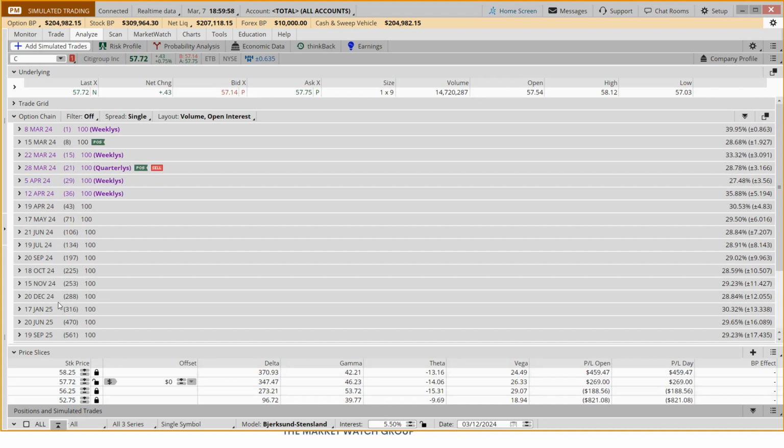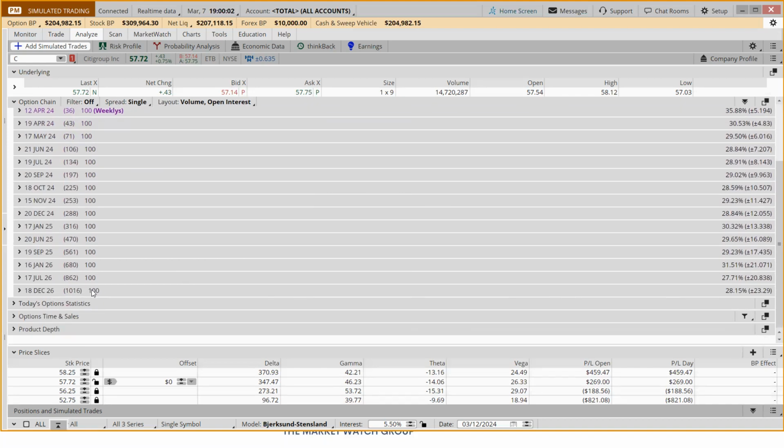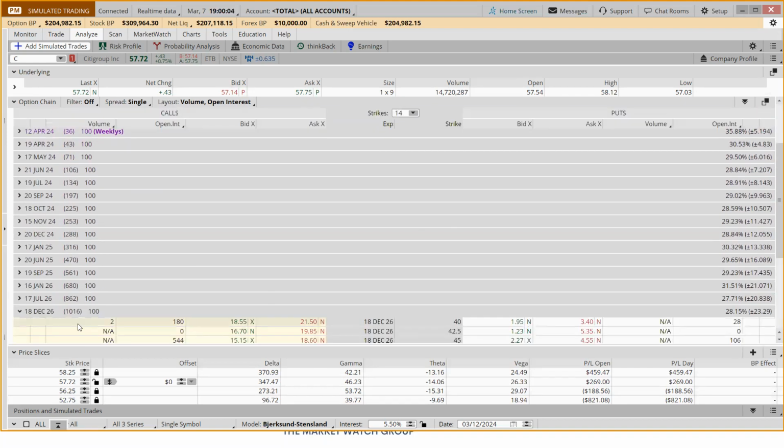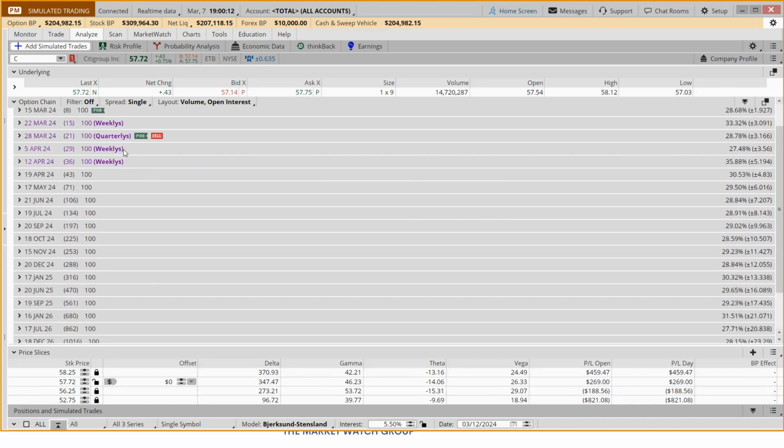So here you can see over here, I can buy an option. I could buy an option on Citigroup that's 1,000 days out. That's 3 years out, basically. Right? December of 2026. I can buy these options. I'm not going to, but I could. I'm just saying.